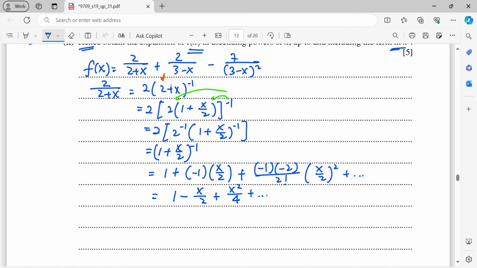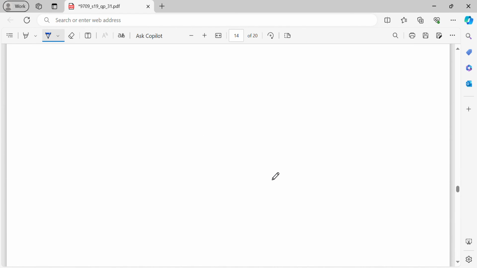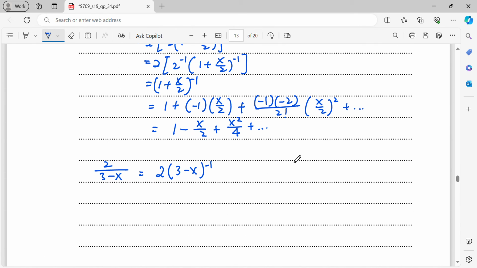Now, same goes to the next one. So 2 over 3 minus x. This is 2 times 3 minus x to the degree minus 1. And then, again, take out the 3. Okay, let me check the space. Alright. So, factorize the 3. So you will get 1 minus x over 3 to the power of negative 1.